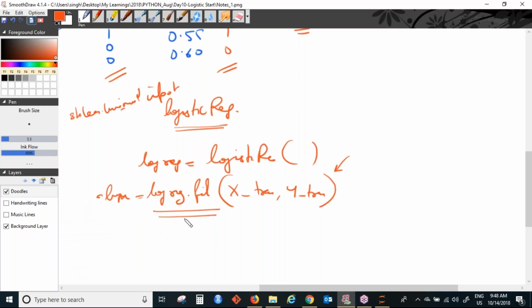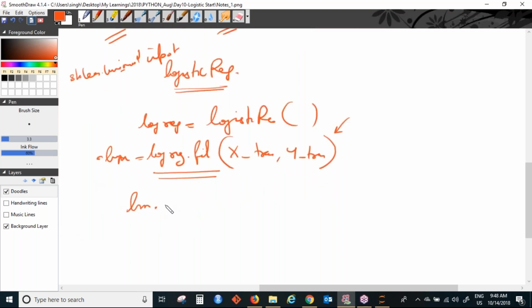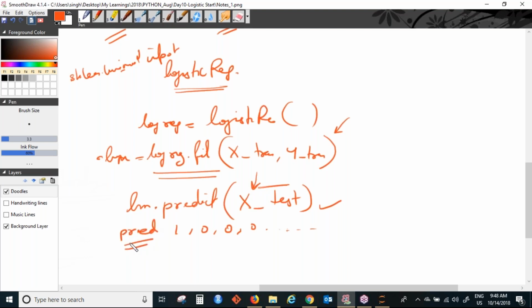Once your fit is done, you can use the predict function. You can use lm.predict and pass your X variable of test. If you want to predict on the test data, you will get ones and zeros for all rows. You are only passing the independent variable, and what you are getting is the predictions. You can compare this with the actual values in test data, which is y_test.